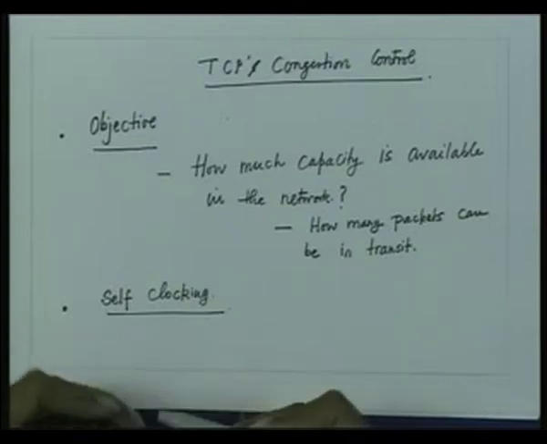By self clocking we mean that whenever an acknowledgement arrives from the destination, it signals that a packet can be injected into the network. The arrival of an acknowledgement will indicate that a packet can be safely injected into the network. We call this self clocking.